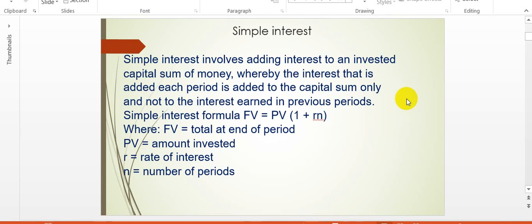The formula for simple interest is future value equals present value, the present value being the amount that you're investing now, or the principal, open brackets 1 plus R, R being the rate of interest, and N being the number of periods over which you are making your investment.